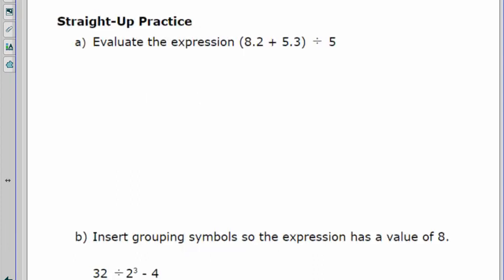Finally, we have our straight up practice. I want you to try these out, give them a shot. Some of them take longer than others, but I know you can do it with the guidance of PEMDAS.